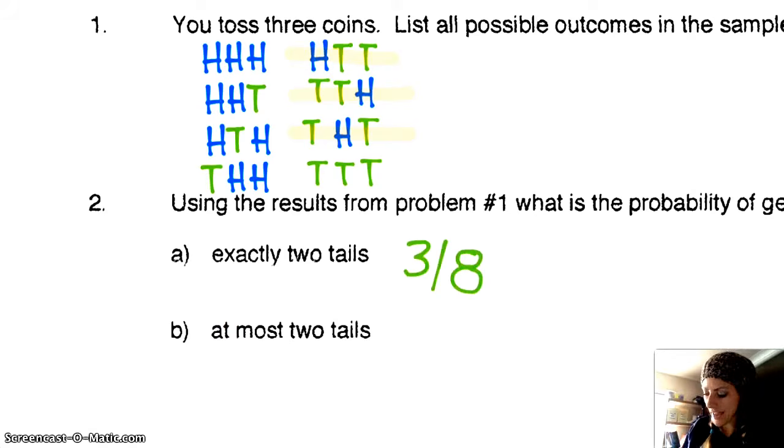And the next part says at most 2 tails, which means we're okay with no tails. We're okay with, let's actually highlight those. We're okay with no tails. We're okay with 1 tail. And we're okay with 2 tails. So I could add up all the ones that have at most 2 tails, or I could find the only option that has more than that and subtract it from 1, right, and use the complement rule. But you get the same answer either way, 7 out of 8.